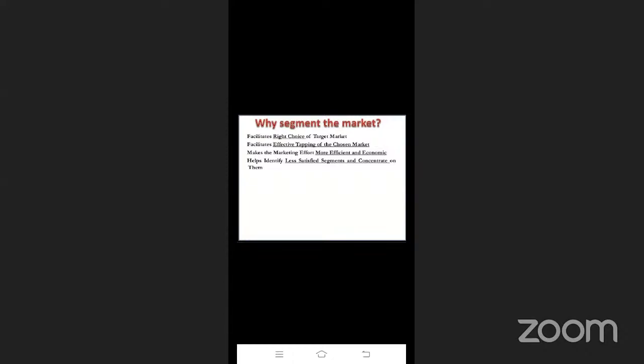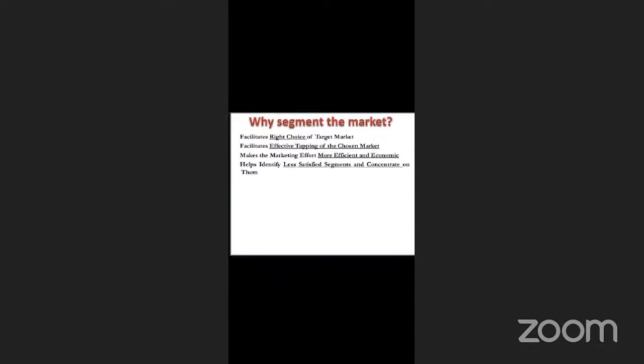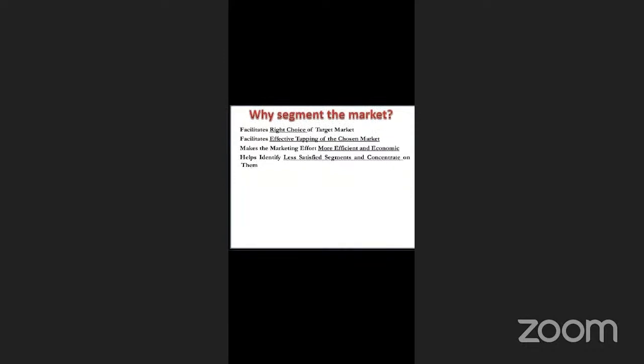Why segment the market? Need for segmentation, or why segment the market? So here, it facilitates right choice of target market. क्या होता है? When we do the segment, we have an idea of who our customers are and how many customers we have. All this we will get an idea, and according to that the business houses will produce goods and market their products. Then it facilitates effective tapping of the chosen market. And third, it makes the marketing effort more efficient and economic.